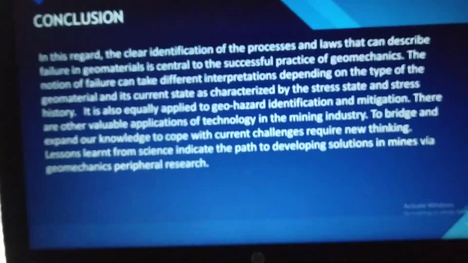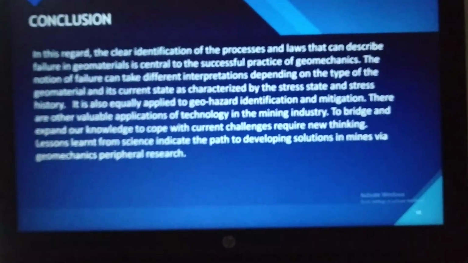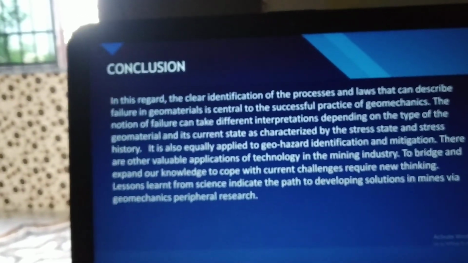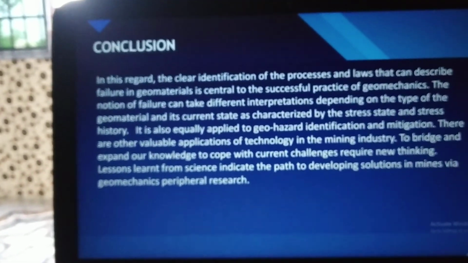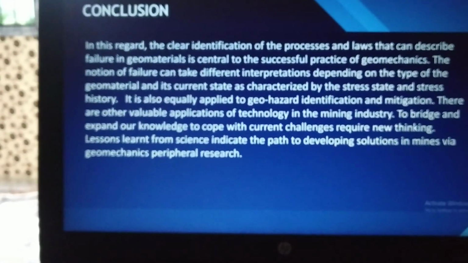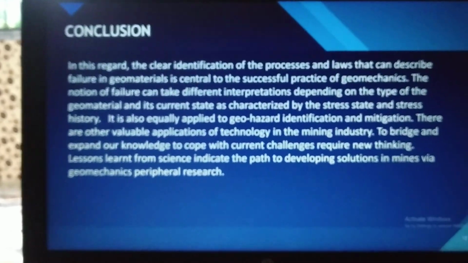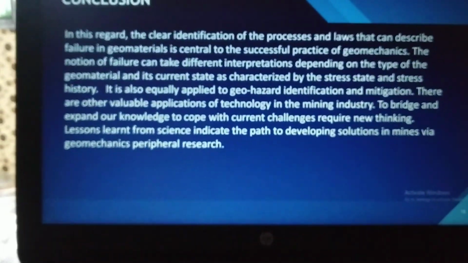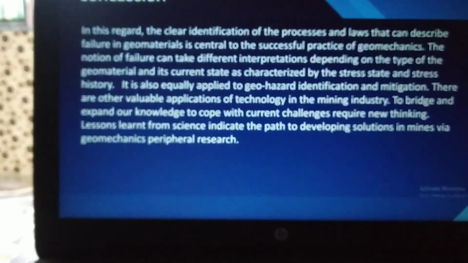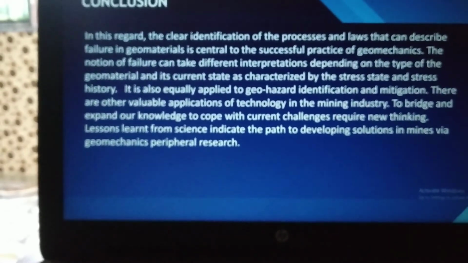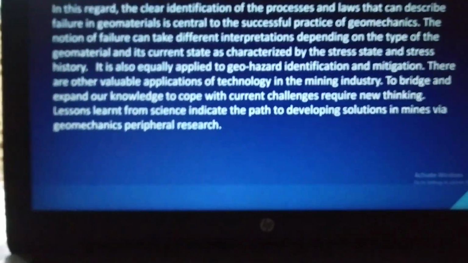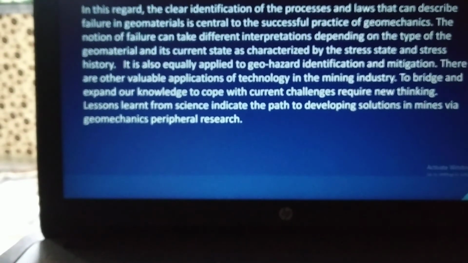Finally, I would like to say that there should be a clear identification of the processes and the laws that describe the failure in the geomaterials, and it's a central part of the successful practice of geomechanics. The notion of failure can take different interpretations depending upon the type of geomaterial and its current state, as categorized by the stress state and stress history, but it is equally applied to geohazard identification and mitigation. There are other valuable applications of the technology too in the mining industry.